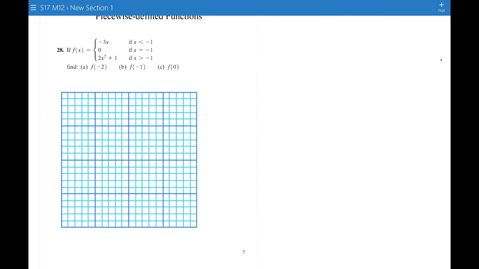So let's look at this one where we're saying y equals negative 3x if x is less than negative 1. So let's label our graph. And here is x is negative 1. So it could be helpful to think of the graph as being divided into vertical strips. So this is the strip where x values are less than negative 1.